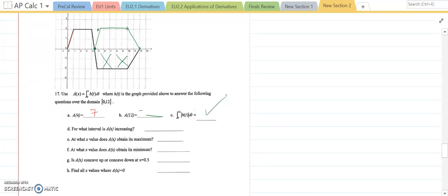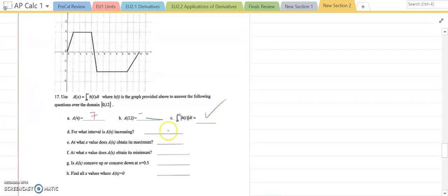Letter D, where is it increasing? Go back to the original picture. Remember, this graph tells you the derivative, which means that the derivative is going to be positive from 0 to 4.5. Where does it obtain its maximum? It's when it stops increasing and begins decreasing. That point is actually a maximum point, 4.5.